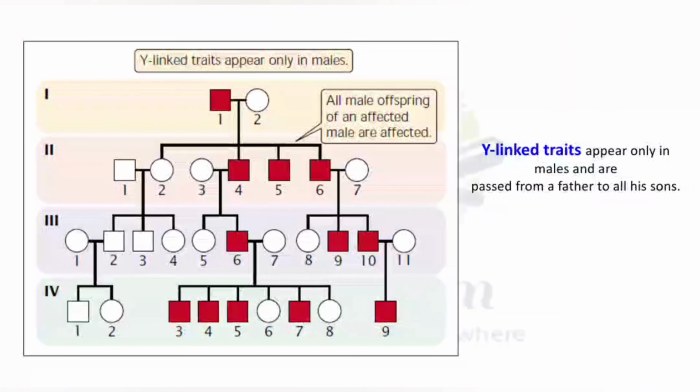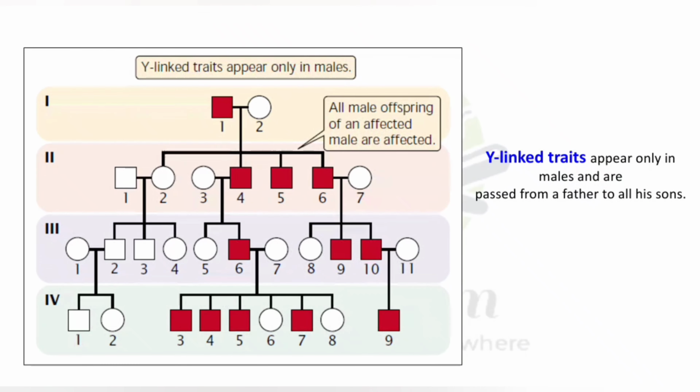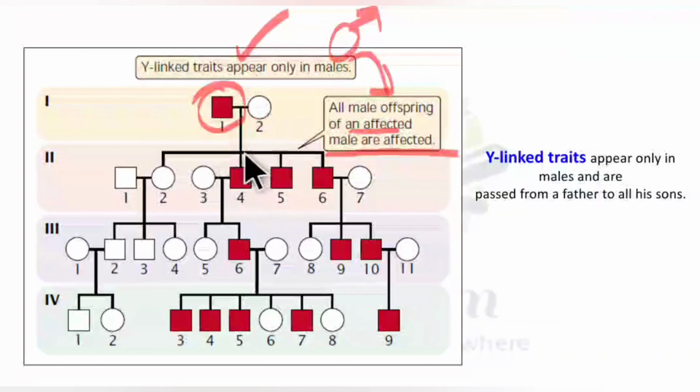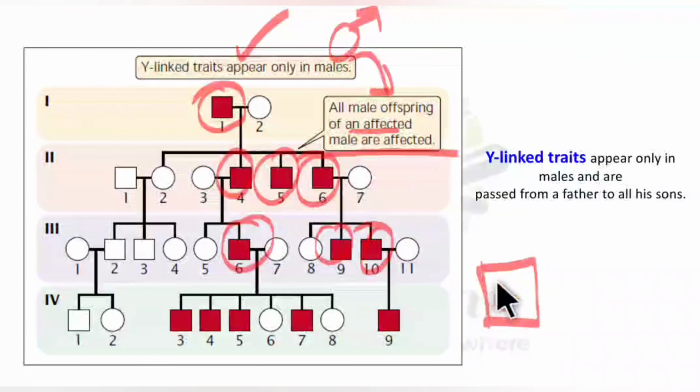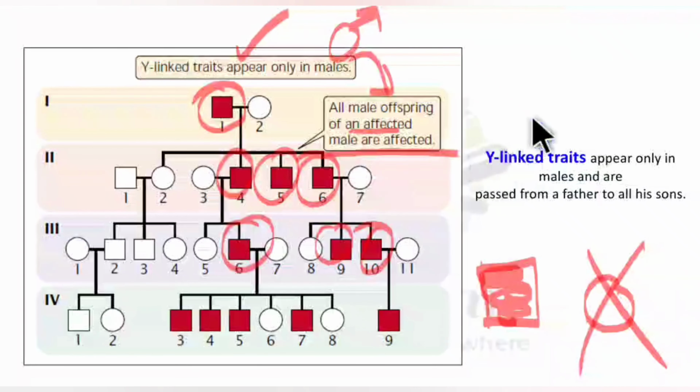Now Y-linked trait. So the Y-linked trait का जो characterizing feature होता है, it appears only in males and is passed from father to all the sons. It means the Y-linked trait appears only in males, सिर्फ males में ही देखने को मिलेगा, and all the male offspring of an affected male are affected. It means if the first generation father is affected, then the children will also be affected in the second generation as well as in the third generation. And the characterizing feature is that only males will be affected and not the females. So this is the characterizing feature of Y-linked trait.